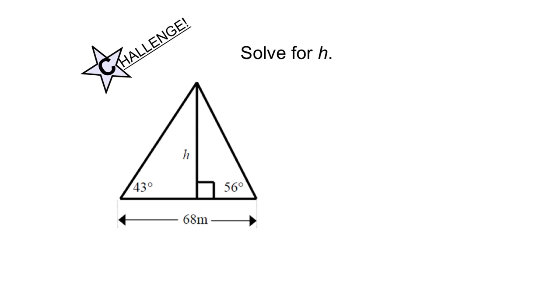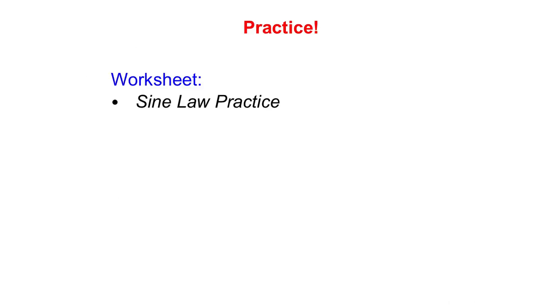And here's a question. Solve for h. H is the height of the big triangle. Now you can use sine law and any previous trigonometry that you've learned to solve this problem. Why don't you challenge yourself, pause the video, and see what you can come up with. The answer should be 38.9 meters. If you got something different, let me know and we can figure out what the issue is.